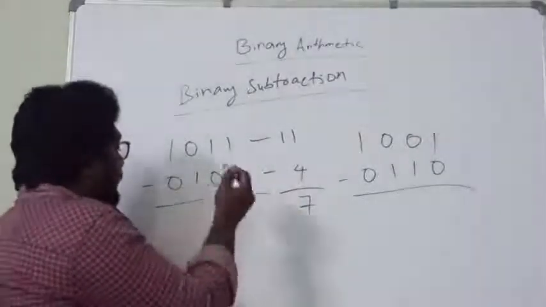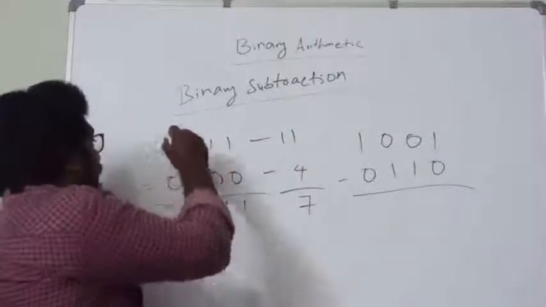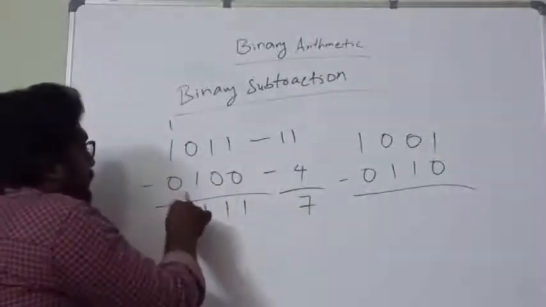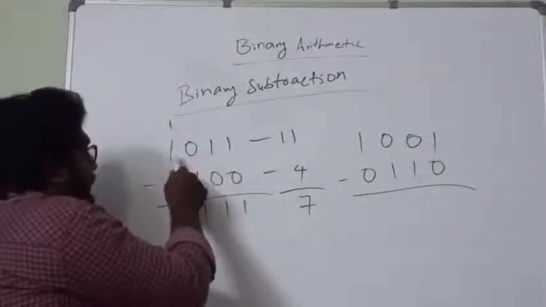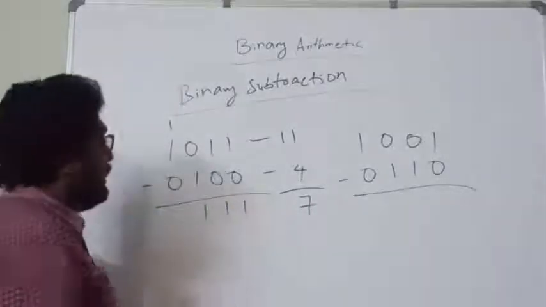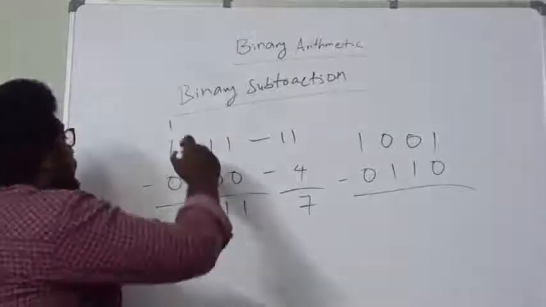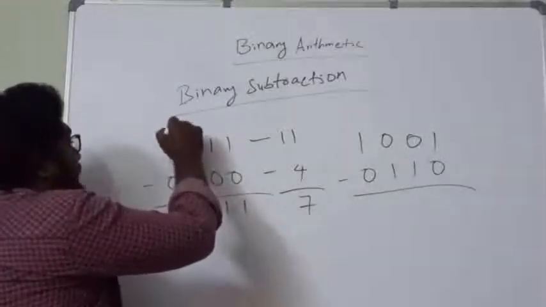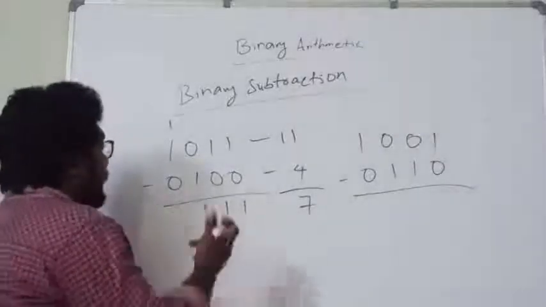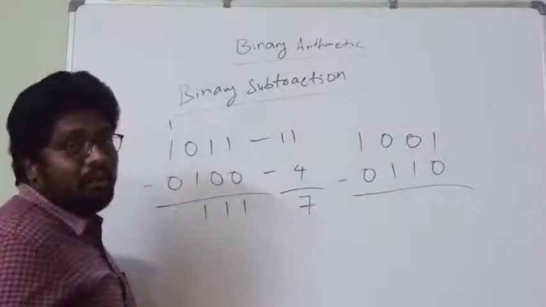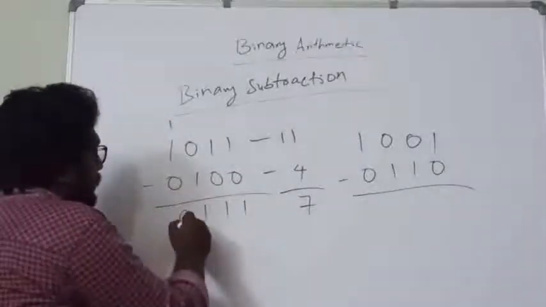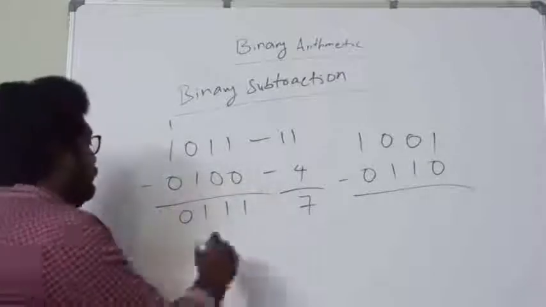So we will be having the resultant 1 with a borrow 1. Here 1 minus 0: if we are performing the subtraction operation with the higher bit and the lower bit, the resultant will be 1, and we are having a borrow here, right? So we have to perform the subtraction operation with the resultant and the borrow. That is 1 minus 1 will be 0.